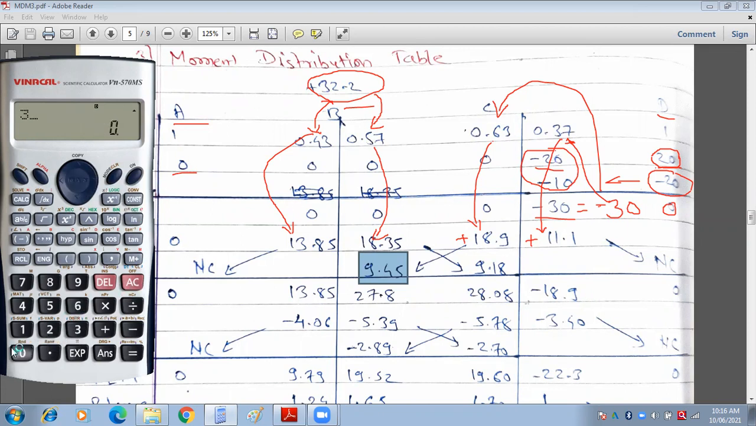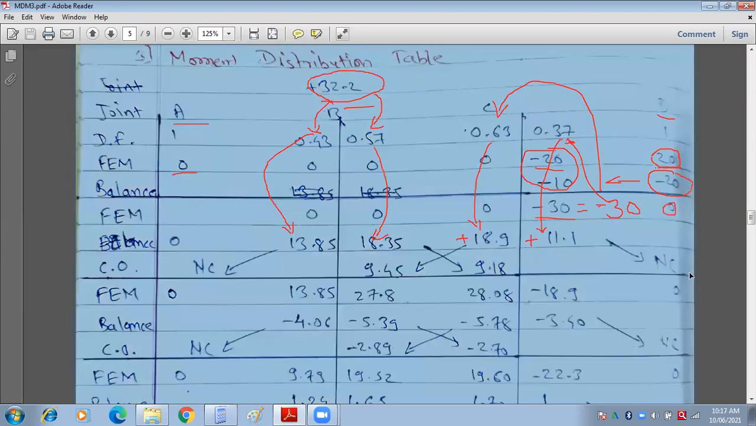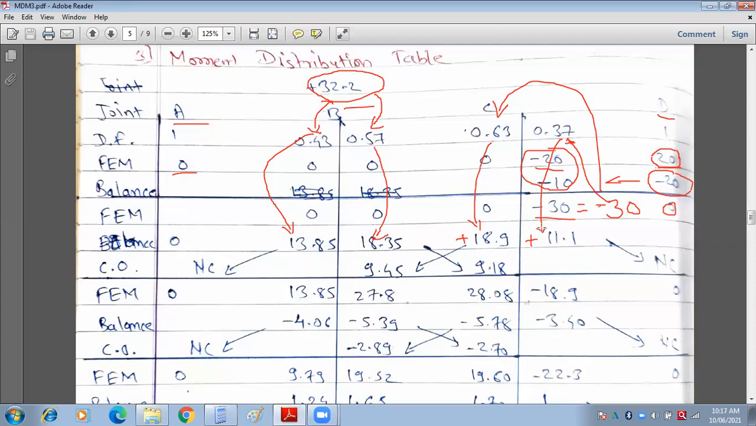Let us see, 30 multiplied with the distribution factor 0.37, the value is 11.1, as we see over here, 11.1. Now if you see the joint D far end is simply supported, it means that there will not be any transfer to the far end because the joint D is simply supported, therefore no carryover to this side. Only this 11.1 moment is the balance moment, we have to write down over here.